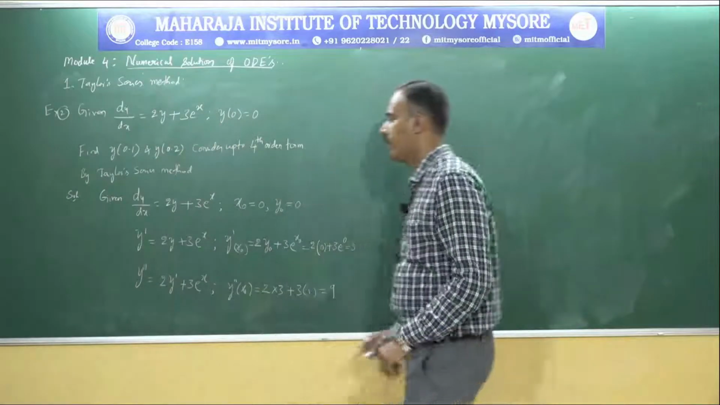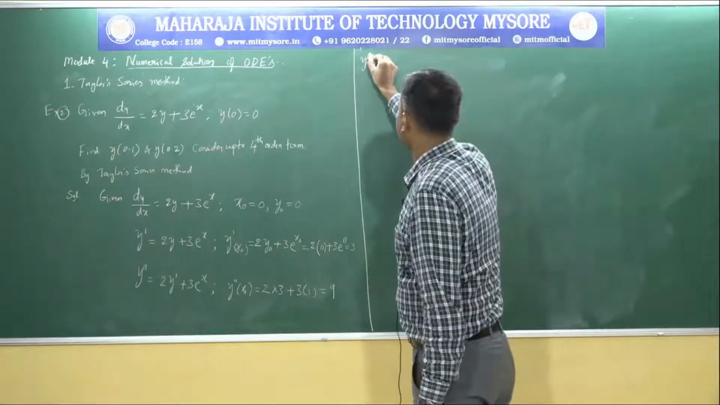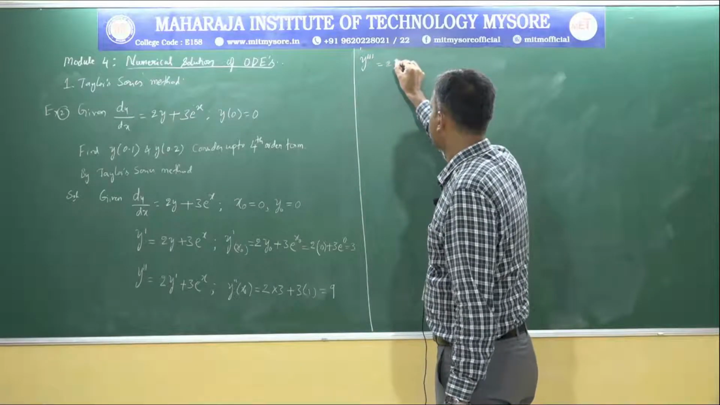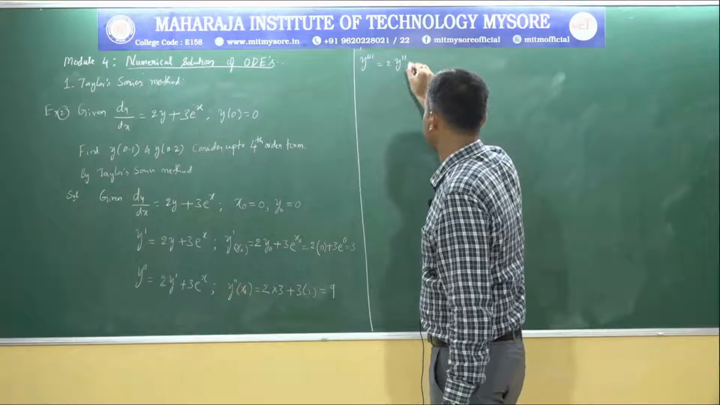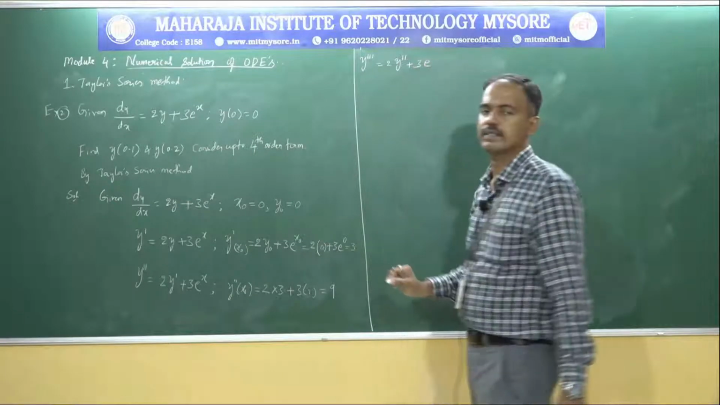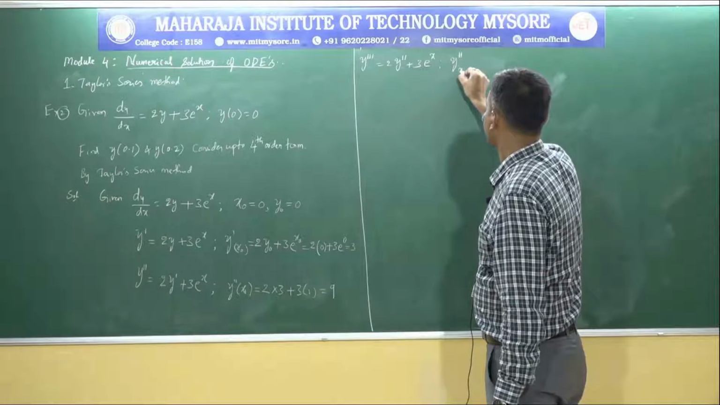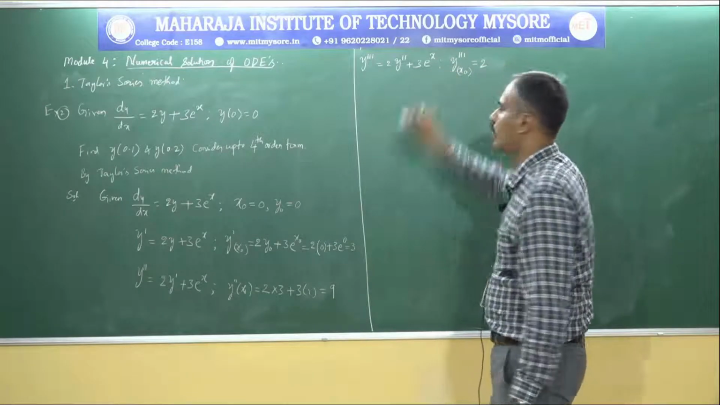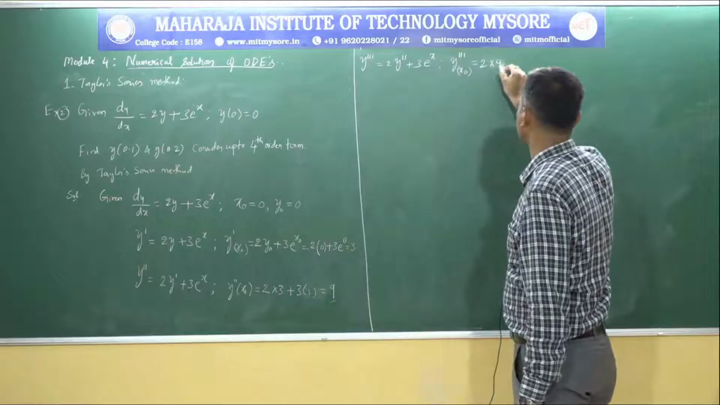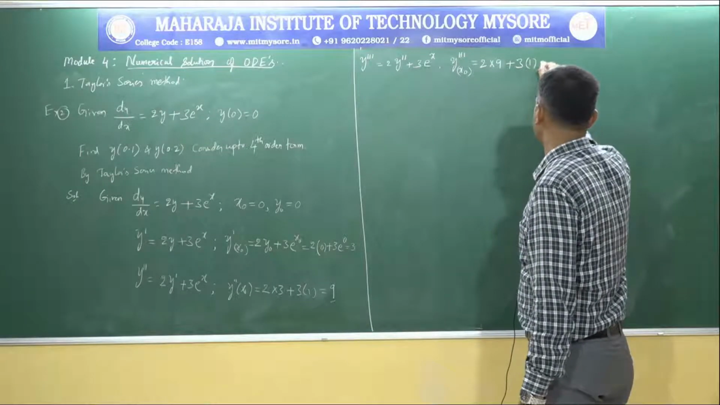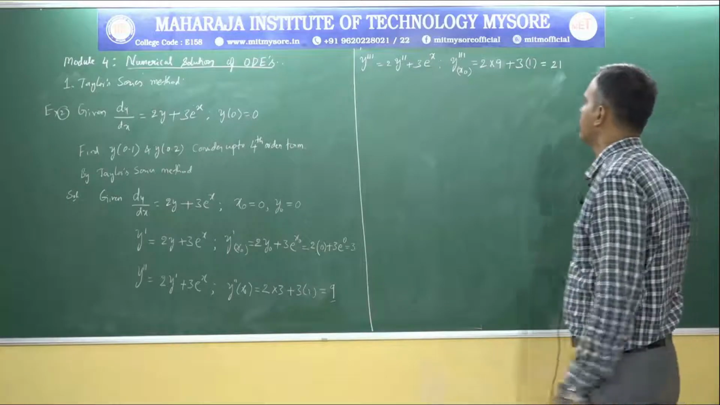Next, y triple dash. The constant 2 into y double dash plus 3 into e power x, differentiating e power x again. Now substitute: y triple dash of x naught is 2 into y double dash, the previously available 9, plus 3 into e power 0, which is 1. After simplification we get 21.